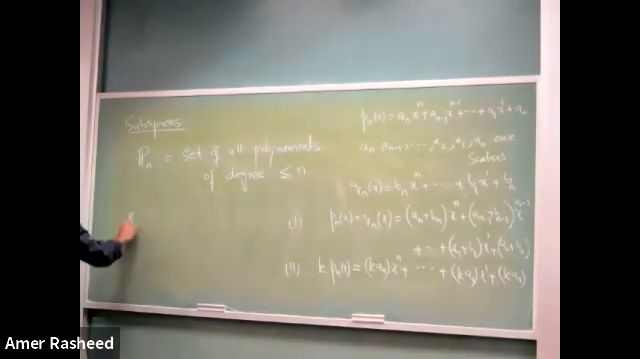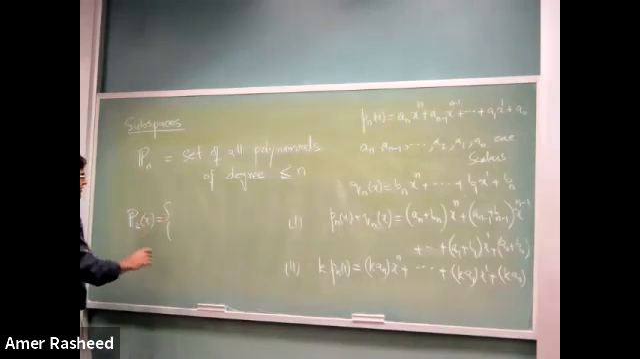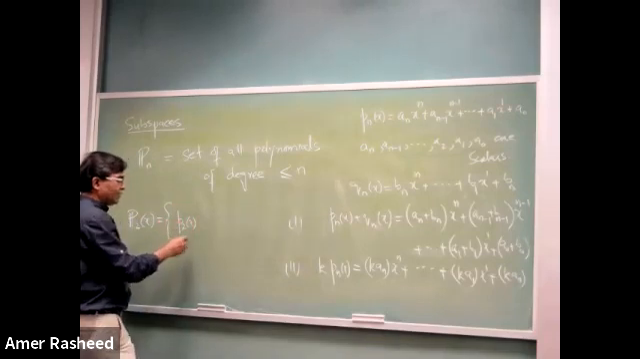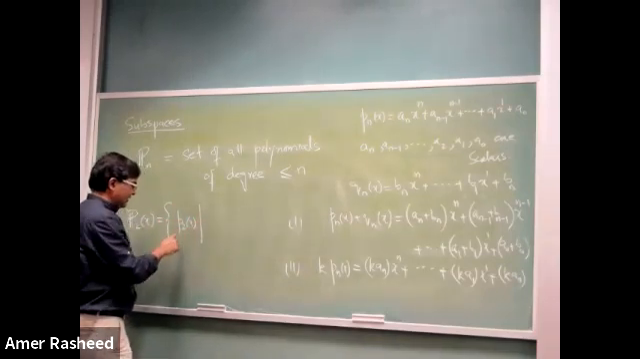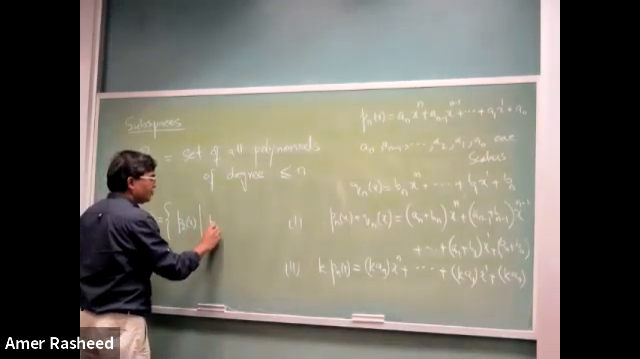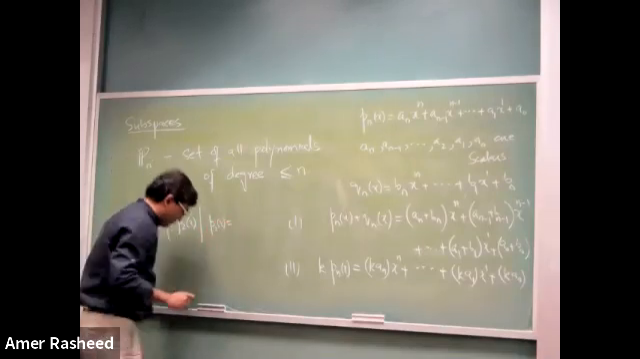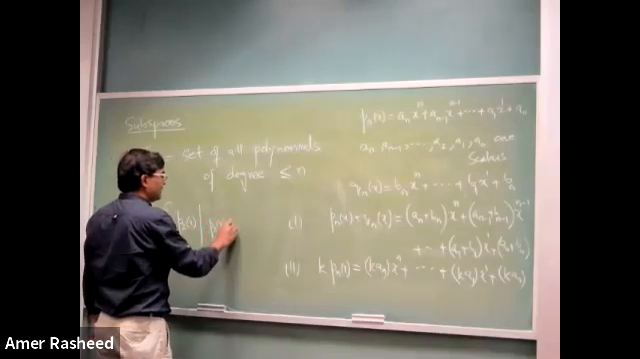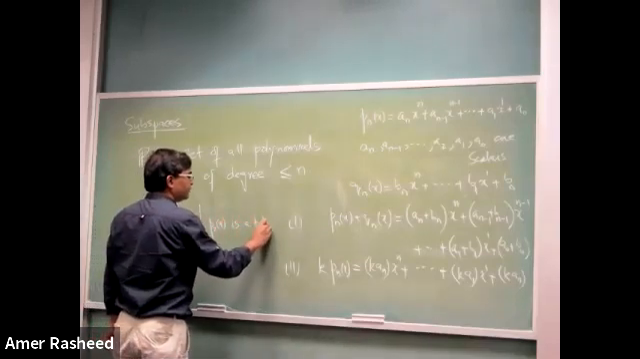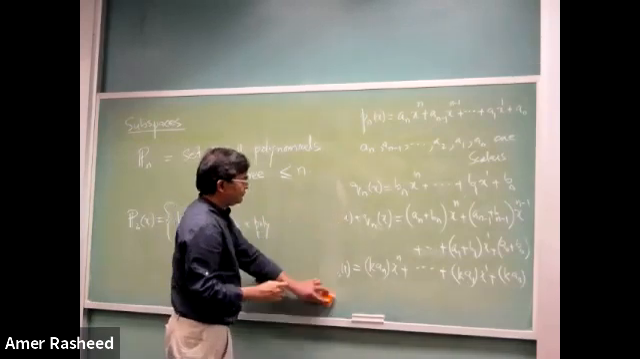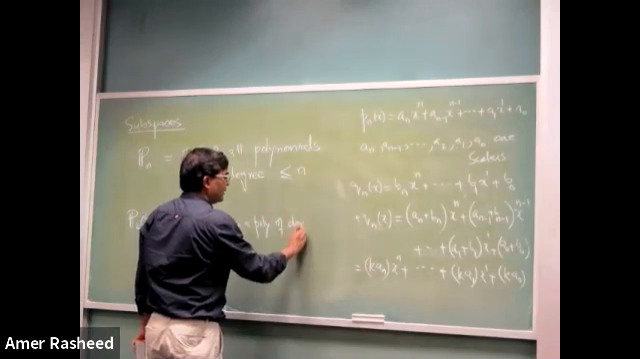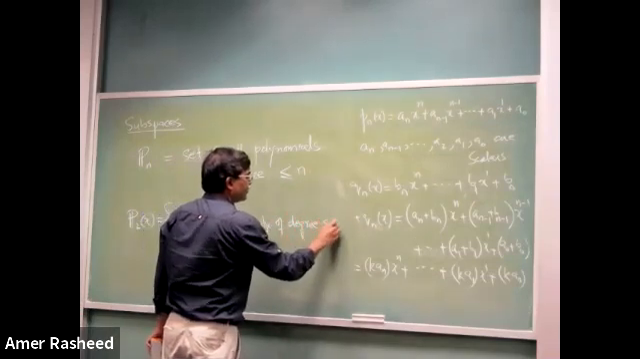For example, if you say P2 of x, what kind of a set is this? It is a set of all polynomials of degree less than or equal to 2. P2 is a polynomial of degree less than or equal to 2.